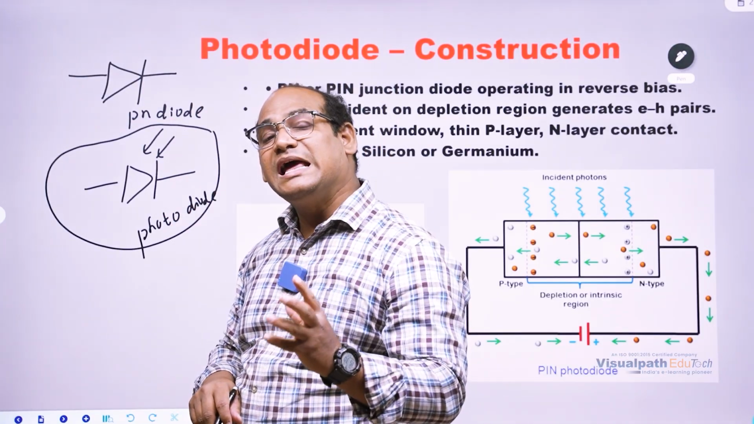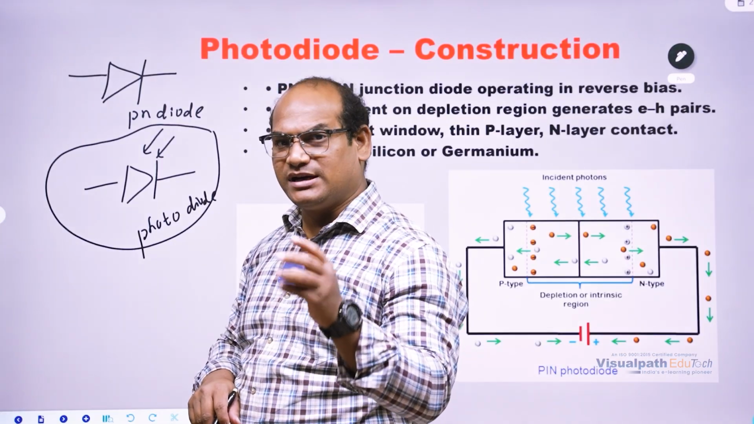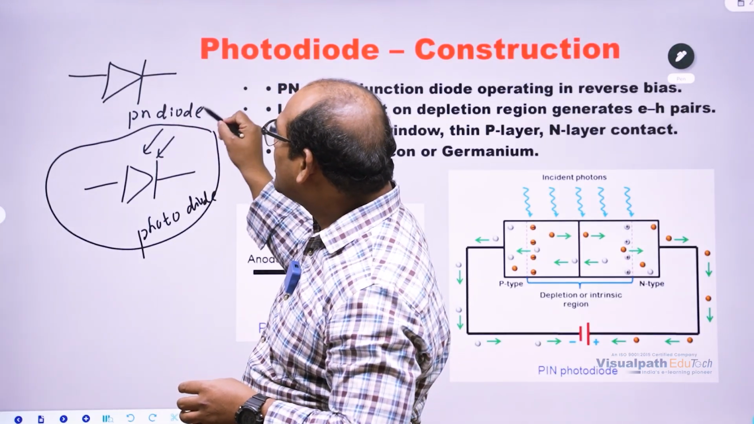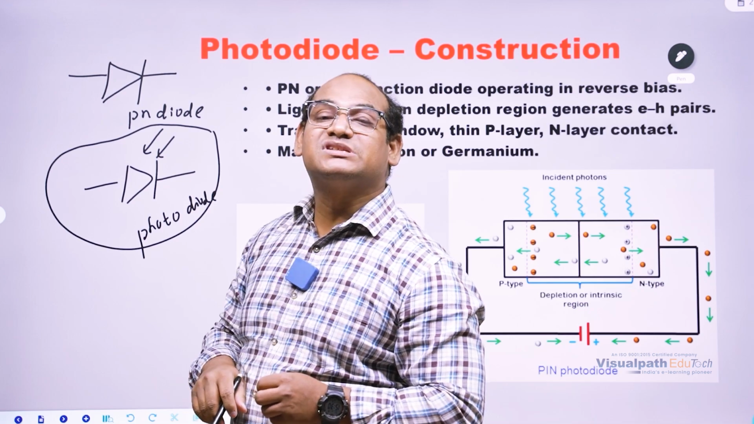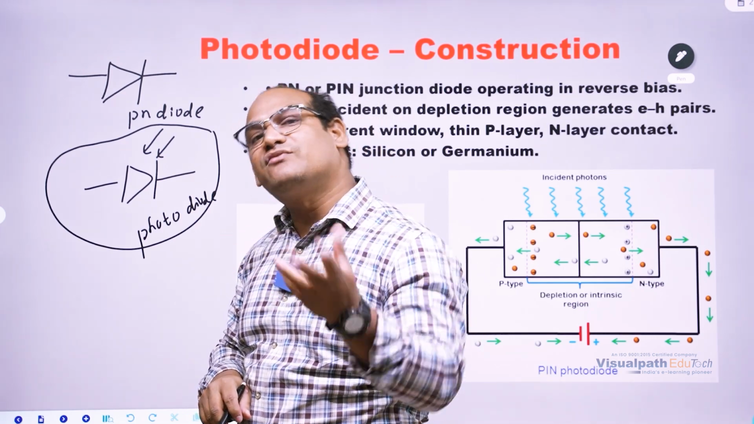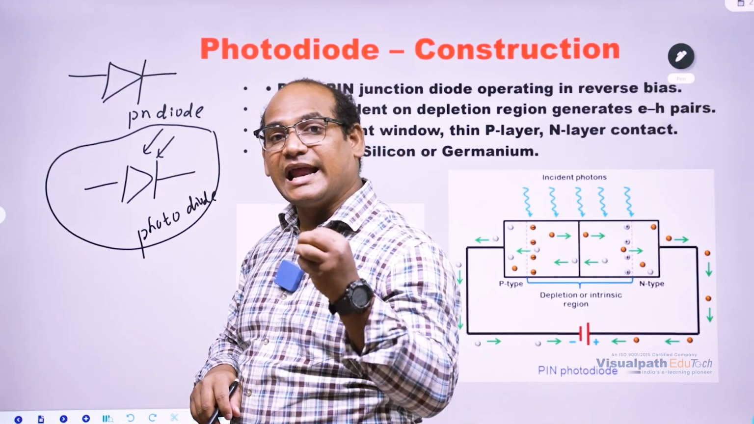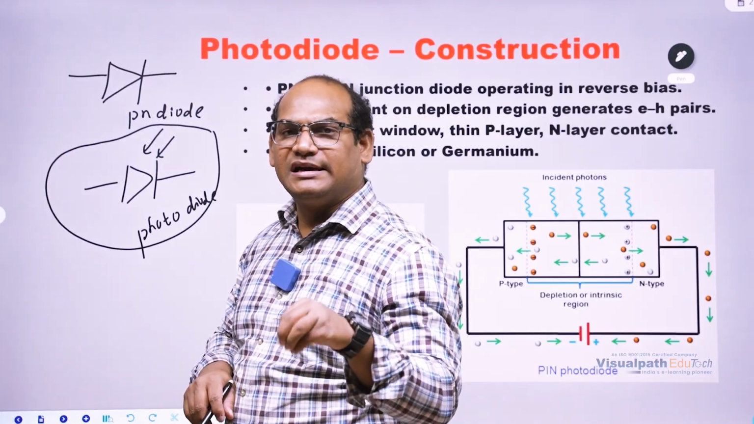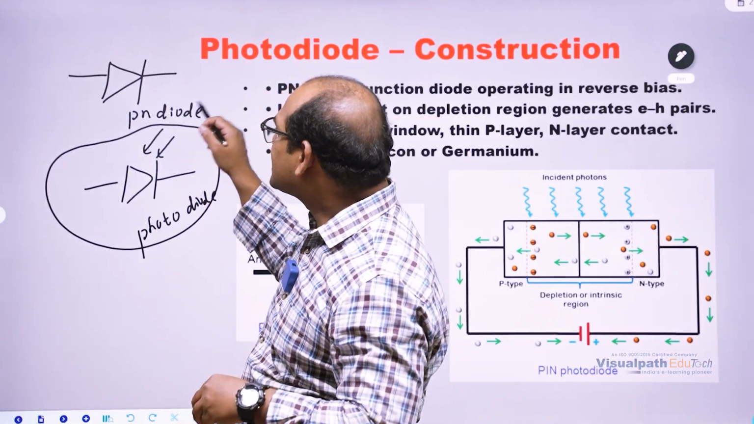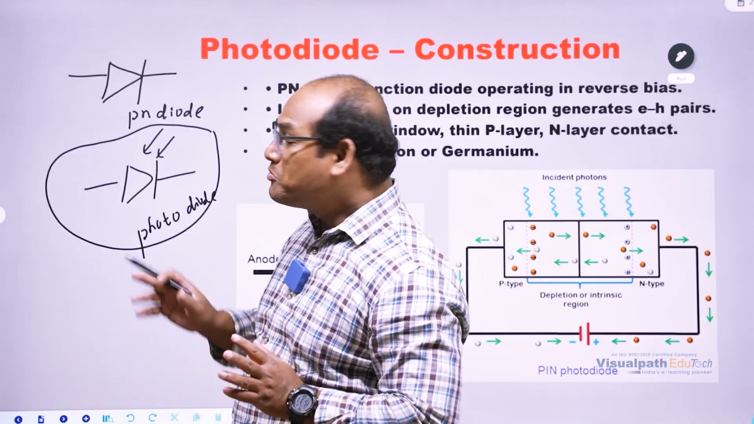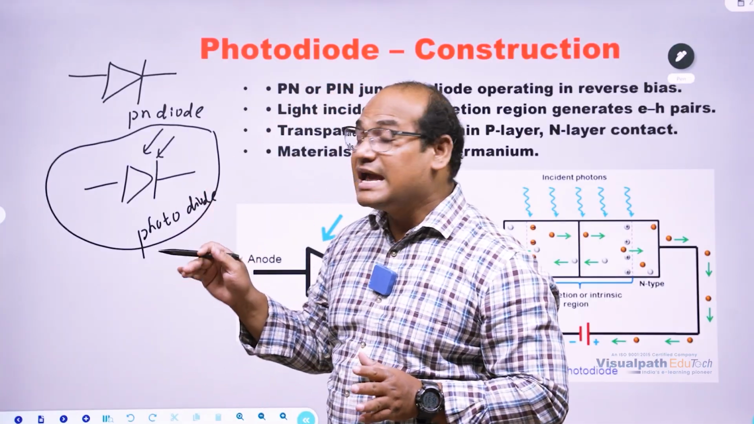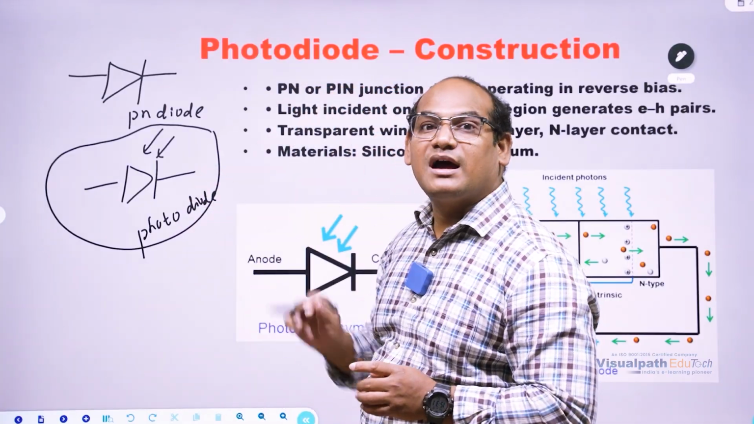If you see an LED, that means light emitting diode, the arrows will be going away from the diode structure. That means light is emitted from the diode. Light is generated from the diode. That means arrows are going away from the structure. But in case of the photodiode, light is not going away from the diode.